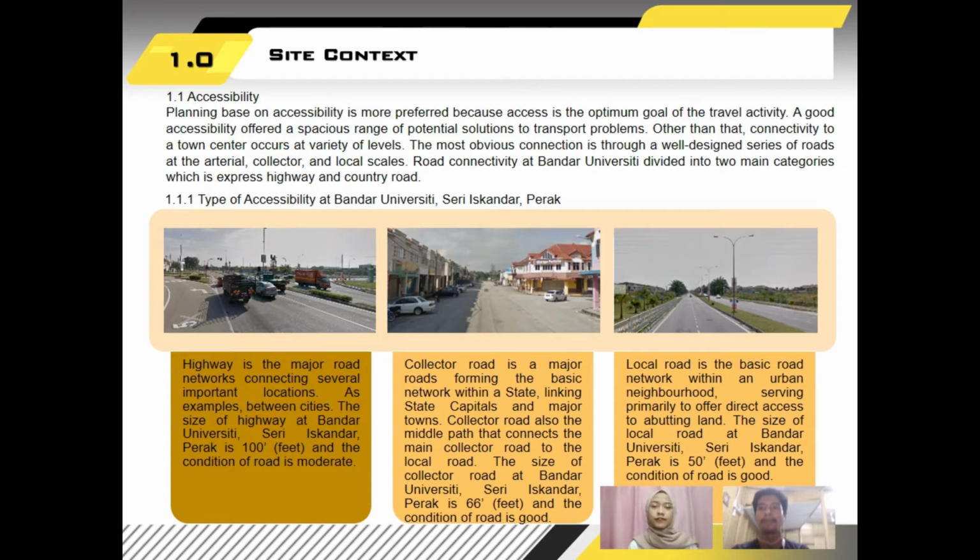Today I would like to present the Traffic and Transportation Planning Study at Bandar University Seri Iskandar, Perak. First, the accessibility at Bandar University. Planning based on accessibility is more preferred because access is the optimum goal of the travel activity. A good accessibility offers a spacious range of potential solutions to transport problems. Other than that, connectivity to a town centre at a variety of levels. The most obvious connection is through a well-designed series of roads at the arterial, collector, and local scales. Road connectivity at Bandar University is divided into main categories, which are express highway and country road.